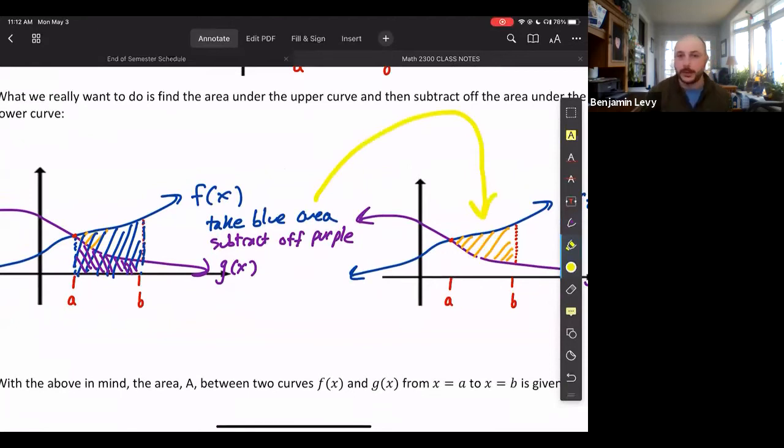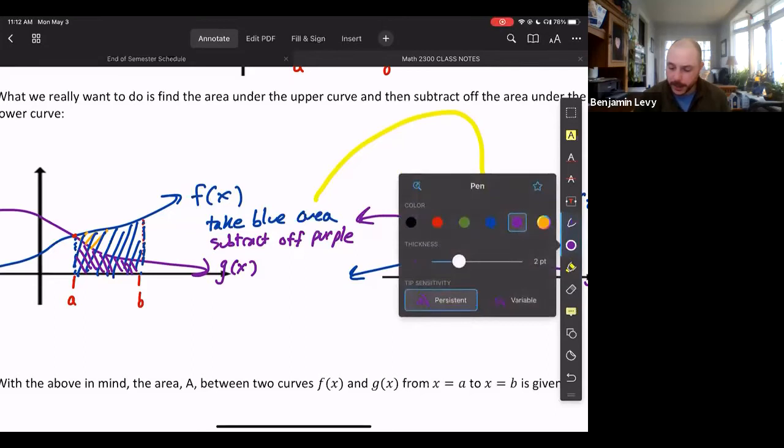Just pause there and see if people see what I'm saying. Because we know how to do both those things, right? We know how to integrate and find the blue area. That's just the integration of F. And then we can subtract off the integration of G, which is going to be the purple area. And then if we did that, we would get what's between the two of them, which is what we actually wanted in the first place. Right, and this is our area A. Let me label it again.